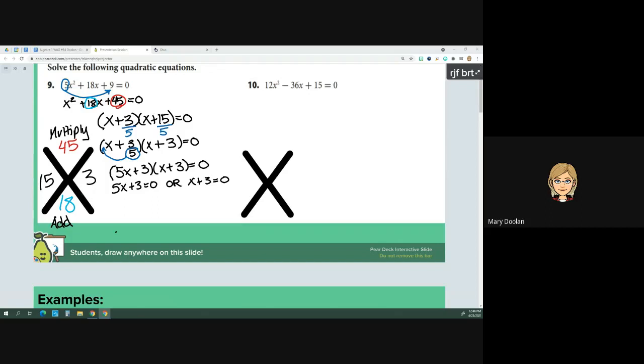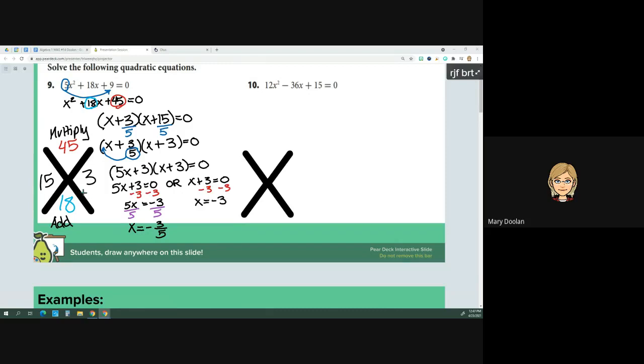All right, because they're multiplied together equals 0, so one of them has to be 0. Now I'm going to solve each of these. I'm going to subtract 3 from both sides on the first equation, which then gives me 5x equals -3. I'm going to divide both sides by 5. So for this first equation, x equals -3/5. For my second equation, I'm going to subtract 3 from both sides. x is equal to -3.